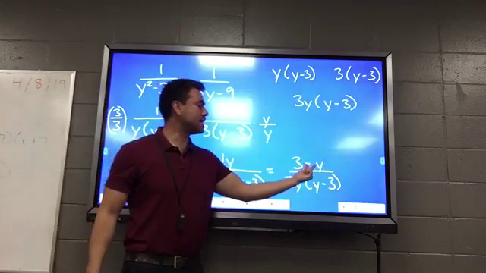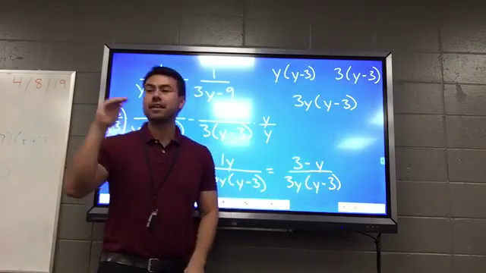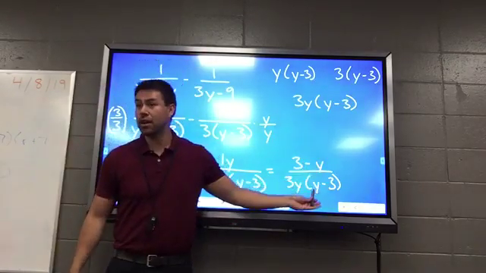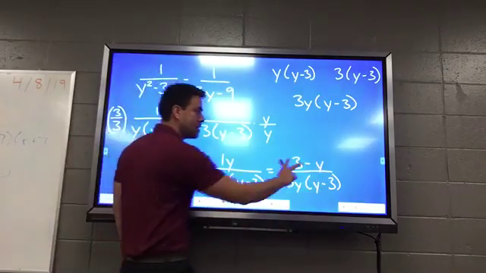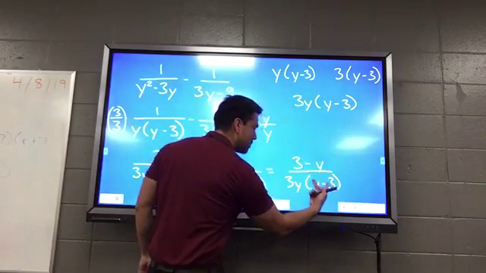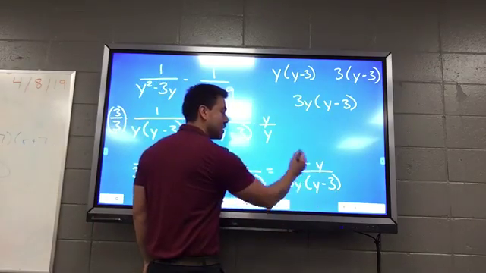Do you guys notice that these two look like they're very close to being canceled out? They are not, they cannot be canceled as they are, but they are opposites. Do you remember that? Opposites? One is 3 minus y, the other is y minus 3. How do I change that? Do you guys remember how I can change that?